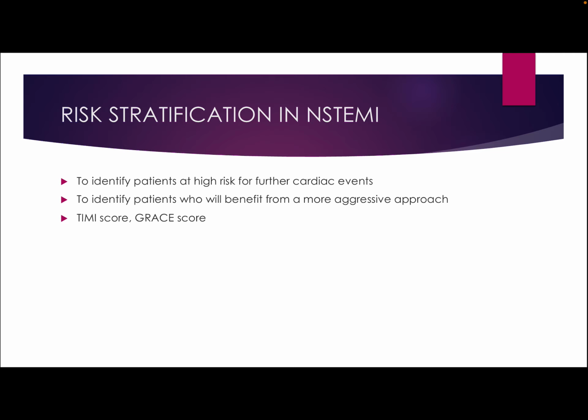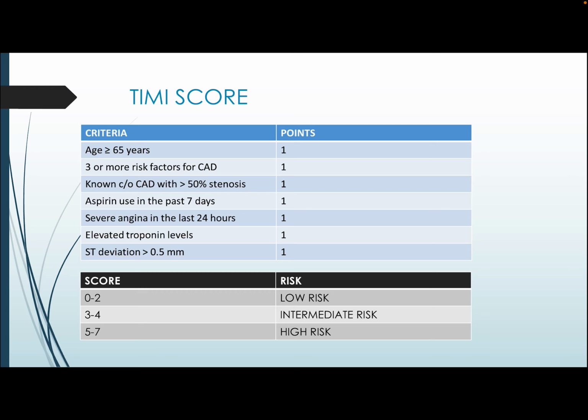Now, risk stratification in NSTEMI is done mainly to identify those patients who are at high risk for further cardiac events and to identify those patients who would benefit from a more aggressive approach. So high risk patients who have a risk for further events should be managed aggressively. So we have scores like the TIMI score and the GRACE score. Here I'll be talking about the TIMI score.